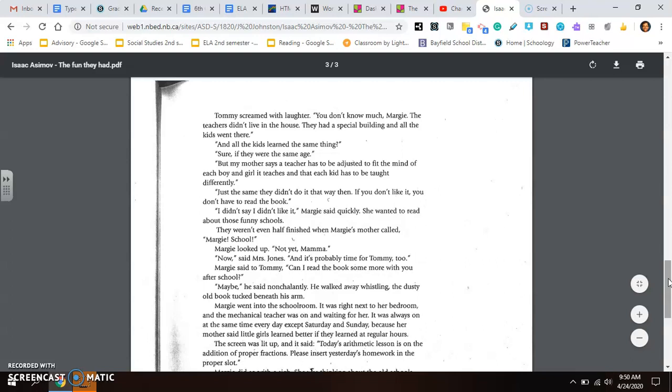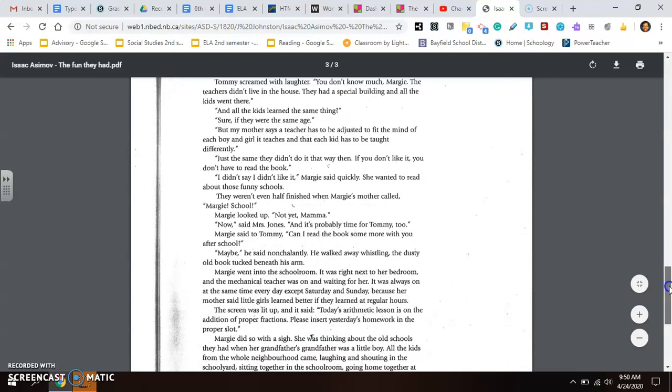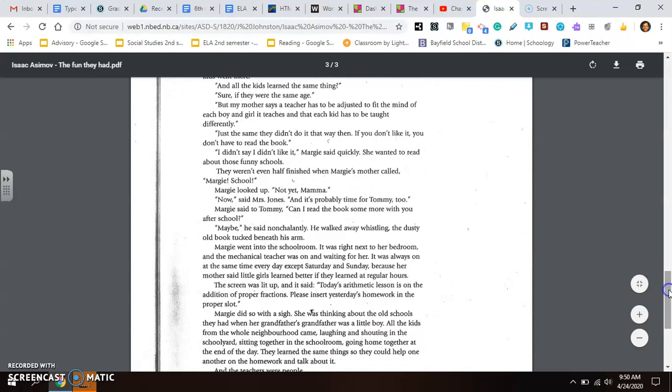"But my mother says a teacher has to be adjusted to fit the mind of each boy and girl it teaches, and that each kid has to be taught differently." "Just the same, they didn't do it that way then. If you don't like it, you don't have to read the book." "I didn't say I didn't like it," Margie said quickly. She wanted to read about those funny schools.